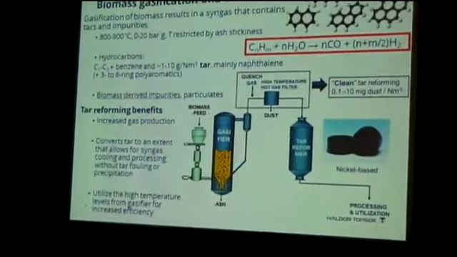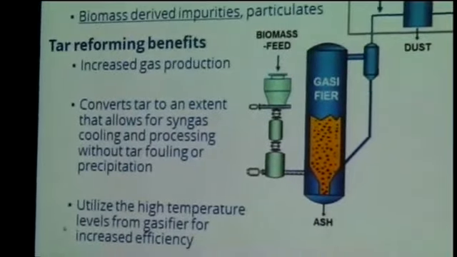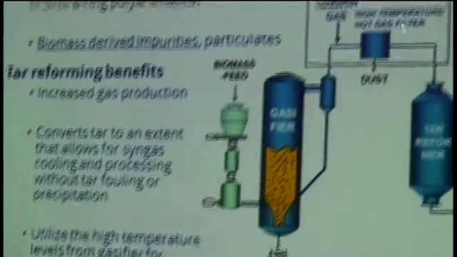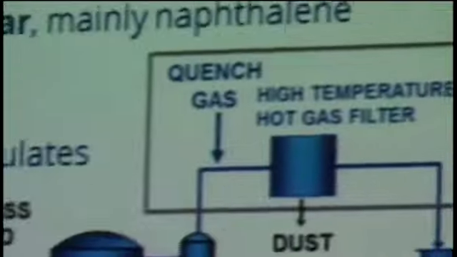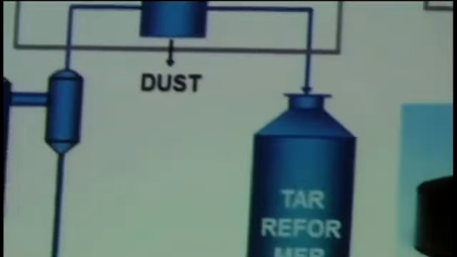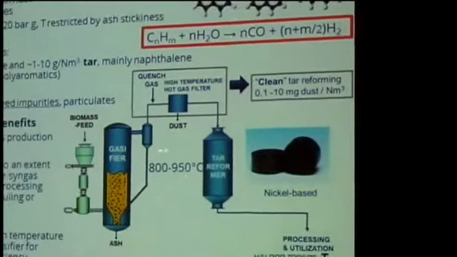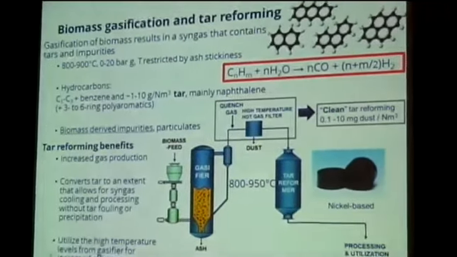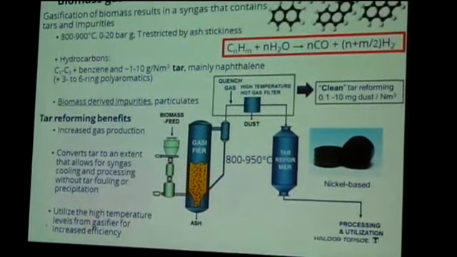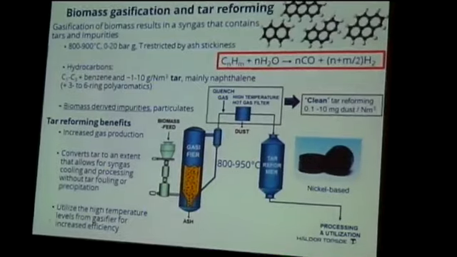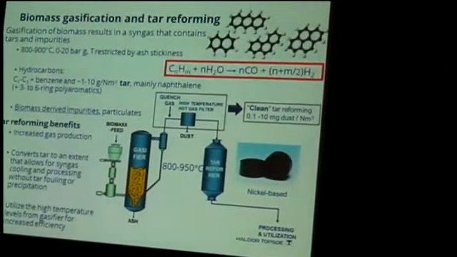There are different ways to do tar reforming. You can either introduce a hot gas filter, removing the dust that also comes with the gas stream. There is so-called clean tar reforming, with a low amount of dust. You can operate with pellet-type catalysts. You perform this at temperatures of 800 to 950 degrees C. So you're essentially isothermal, or at least starting out isothermal with the exit temperature of the gasifier.